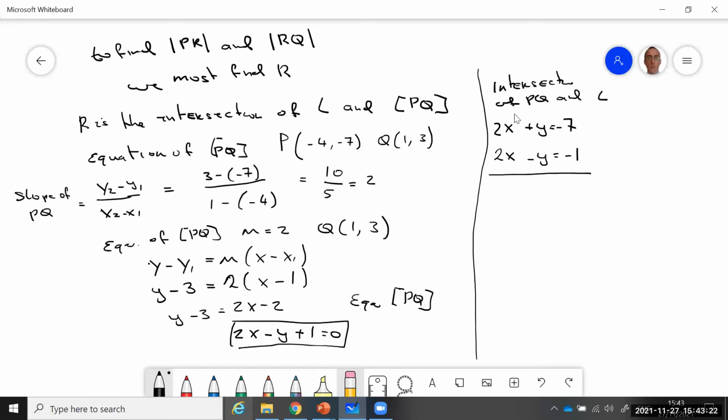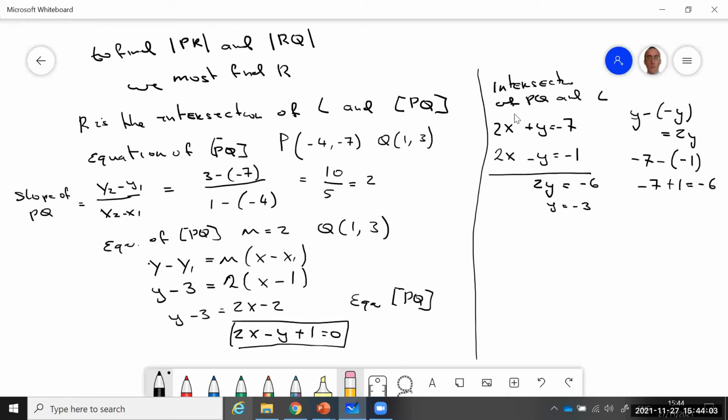So it's fortuitous that the coefficients of the x's are the same. So therefore, 2x minus 2x is 0. Y subtract negative y, so y minus negative y is 2y. Okay, so that's 2y there. And minus 7, it's not necessary to do this rough work here, but I'll do it anyway. Negative 7 subtract negative 1, so that's negative 7 plus 1. That equals negative 6. And therefore 2y is negative 6. Therefore y equals negative 3.